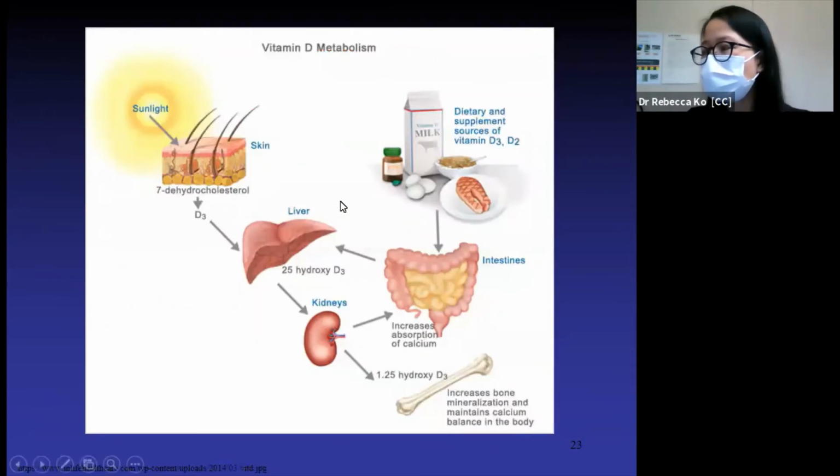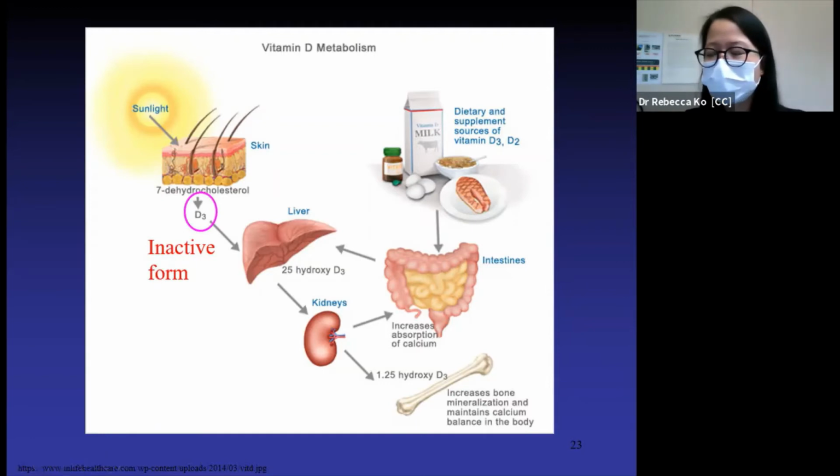Here, this diagram shows you the metabolism of vitamin D. There are two main sources. One is from the sunlight, and we synthesize it inside our body. Second is from the food source, let's say milk and eggs, which can provide us vitamin D. But I would say these vitamin Ds are in inactive form. They're inactive, so that's why we have to activate them.